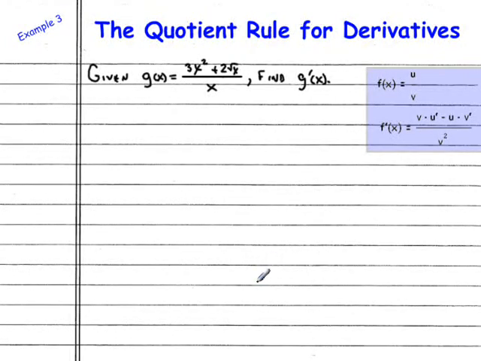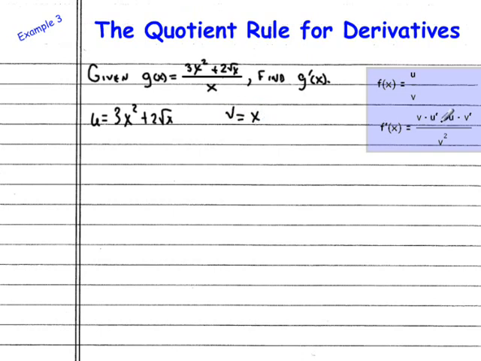Here in example 3 we have a function, a rational function, or a function that's a fraction actually. 3x squared plus 2 times the square root of x, divided by x, and we're to find the derivative. So our first inclination is to use the quotient rule since we do have a fraction, so we could label our numerator as u. So we have u is equal to 3x squared plus 2 times the square root of x. And our v, which of course is x.